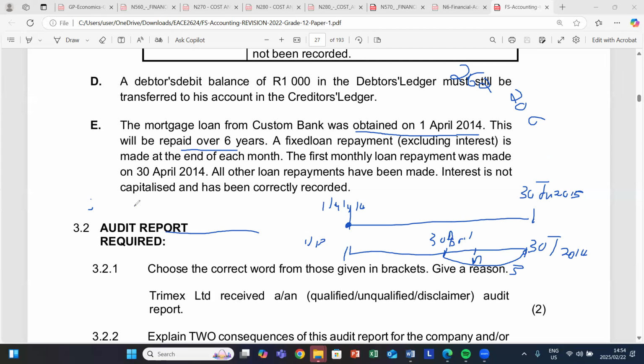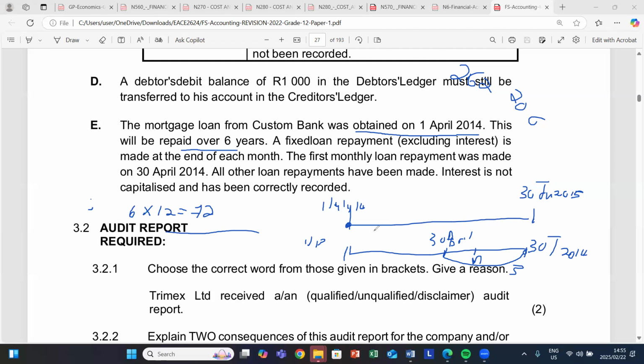You will say 6 years multiplied by what? Multiplied by 12, so that you can clearly see how many repayments you are going to make in your 6 years. You will say 6 multiplied by 12, because you do monthly repayments, in which you'll get 72. Meaning over 6 years, we are going to do 72 repayments. Remember that.